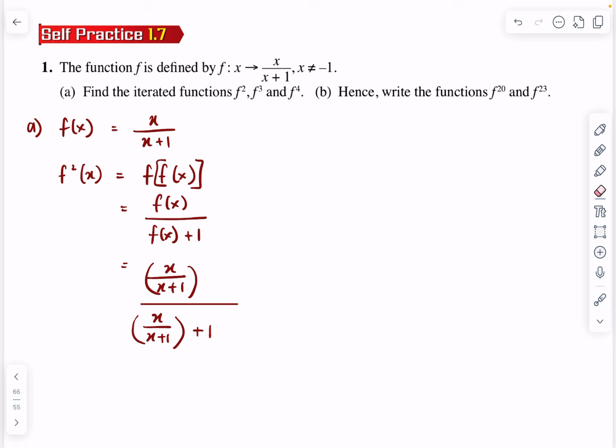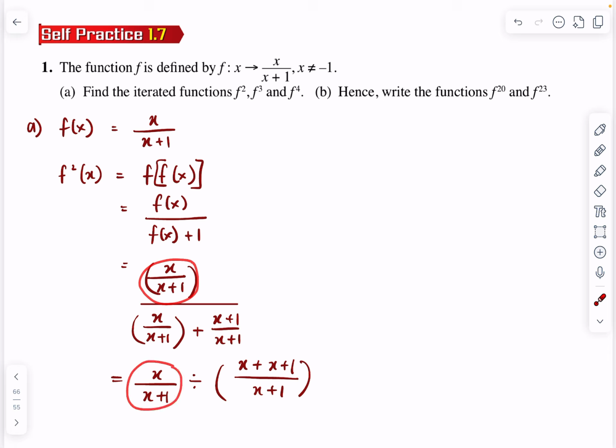So now we can make the denominator the same. This is just 1, right? So 1 is the same as x plus 1 over x plus 1. Rewriting this, this is x over x plus 1. Instead of writing this over, over means divide, right? That means this divided by this. So I'm going to write it like this: divided by x plus 1 over x plus 1, so this divided by this whole thing.